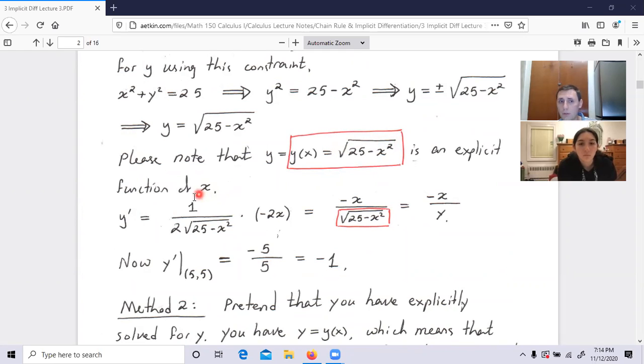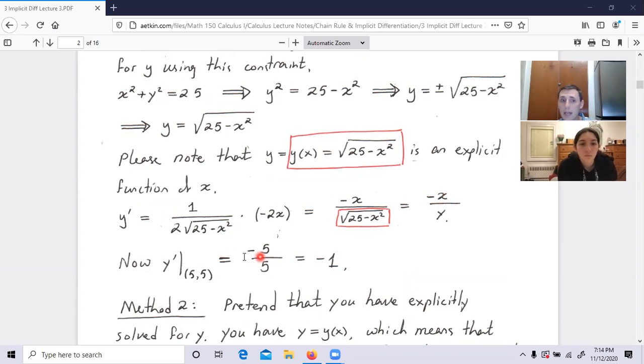So the derivative of root is 1 over 2 root. The function inside is 25 minus x squared. The derivative of it is minus 2x. So I then look at it, I simplify, I see minus x over root of 25 minus x squared. And look at it, what I pressed in this red box is the same as what y is. So I can write it as minus x over y.